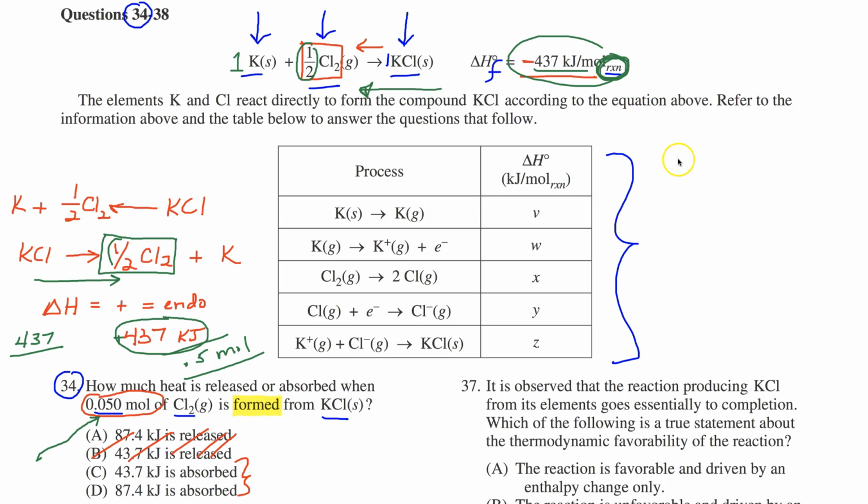So if we think of it this way, 437 kilojoules per 0.5 moles. If you think about it, that's the energy per 0.5 moles of Cl2 formed. But what if we have not 0.5 moles, we have 0.05. See, 0.05 is really a tenth of this. This ratio doesn't change.